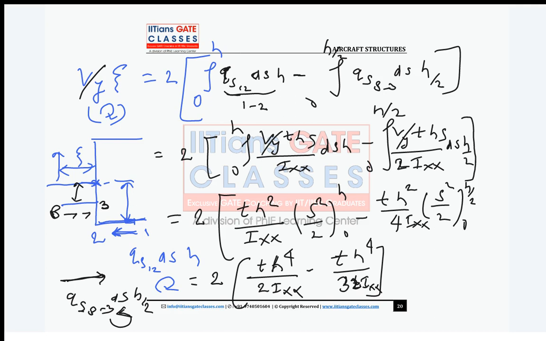Now guys, further you simplify, what you do, you can take 32 LCM. So what you get? 15 by 16, right? Yes or no? 2 will get cancelled. So when you simplify, it is what? 15 by 16 th power 4 upon IXX. Everybody, 15 by 16 th power 4 upon IXX. Now guys, IXX is already given. They have given the IXX, right?